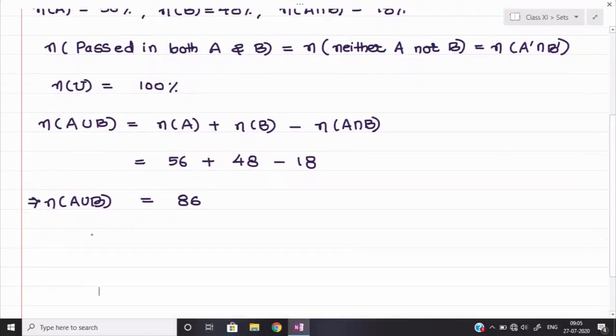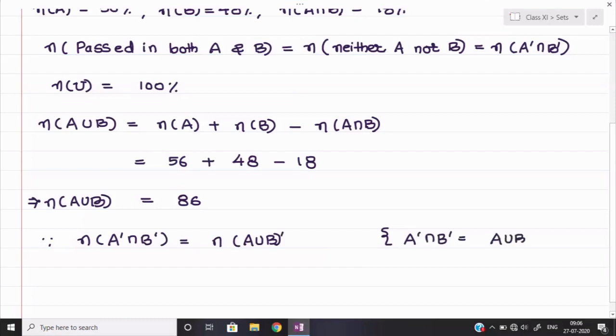Now let us pay attention to the value of n of A dash intersection B dash, because this is our ultimate task to find out. So A dash intersection B dash is equal to A union B whole dash. We have covered it earlier. With the help of De Morgan's law, we can check it back. We have covered this law earlier.